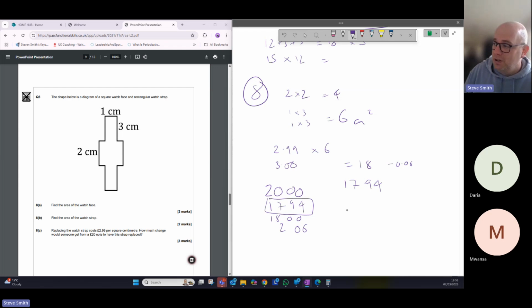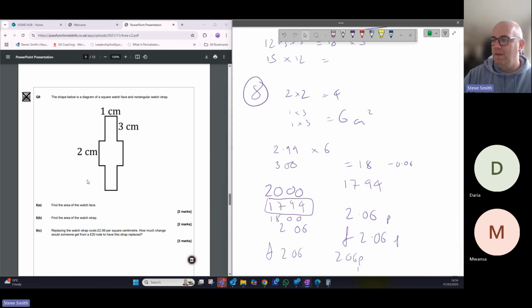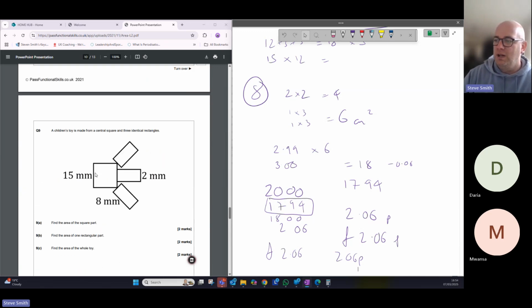It's a money question, isn't it? So we're going to get £2.06 change. Make sure, actually, they don't like you doing the pounds and the pence in an exam, weirdly. Don't know why. They just like you to say it's going to be £2.06. That's it. Or 206p if it's asking you in pence, which is a bit strange, but that's what exams try and ask you for.